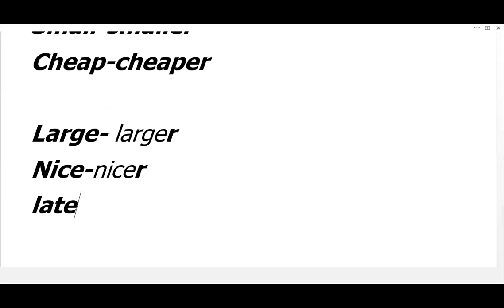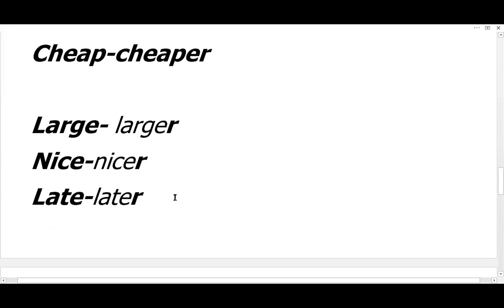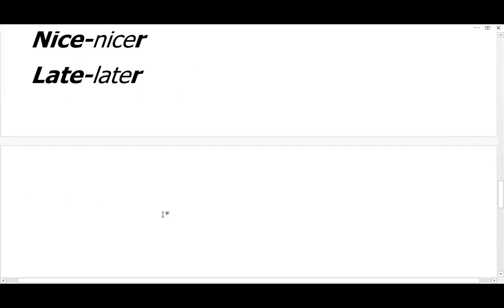You also have late, okay? And you go late and only add er. Sorry, I am improvising. My keyboard was set up in a different form and I don't know what happens in here. So large, larger, nice, nicer, late, later. This is the second situation. There is a third situation over here.